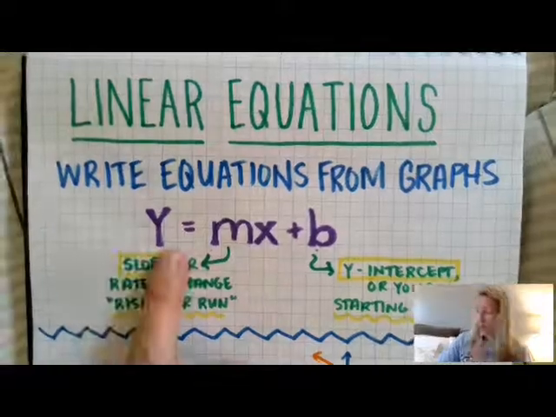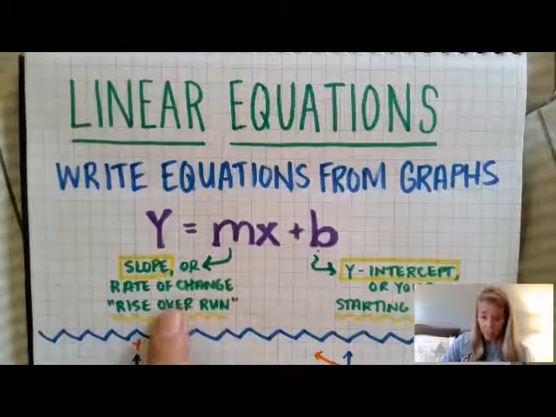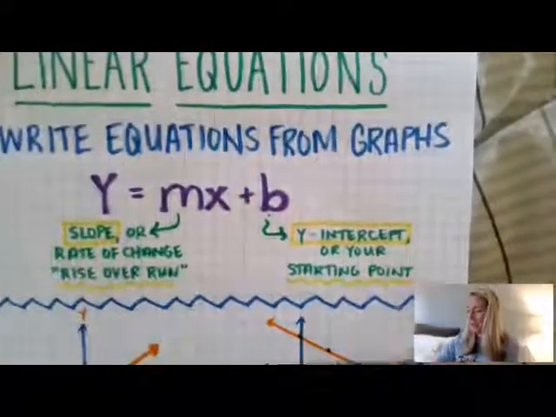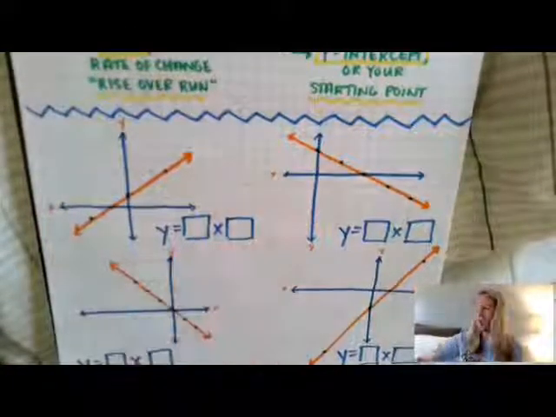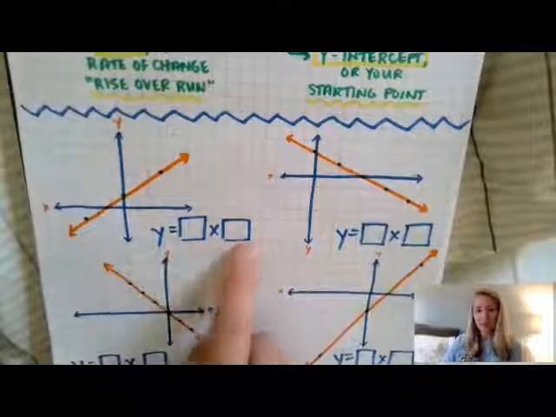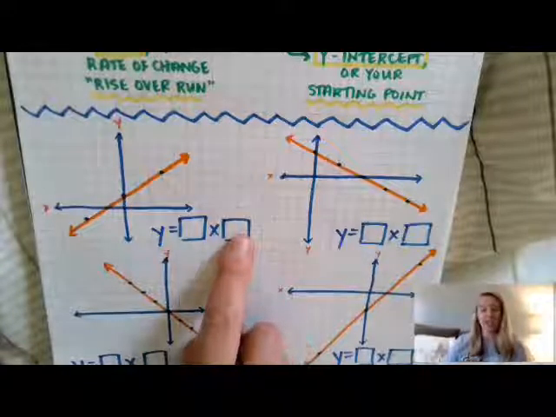Got to remind you, y equals mx plus b, where m is our slope, our rate of change, our rise over our run. Okay, b is going to be our y-intercept, our starting point. So if we look at these examples here, we're going to plug in our starting point here and our slope or rate of change right here. Starting point, rise over run. If this is a positive, it's going to say plus. If it's a negative, it's going to have a minus, right?